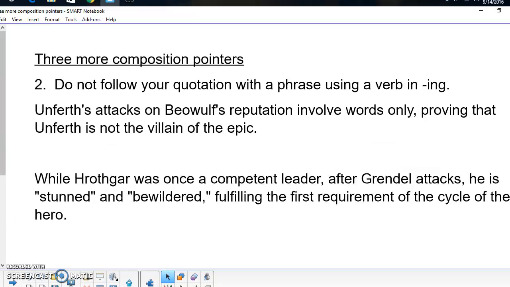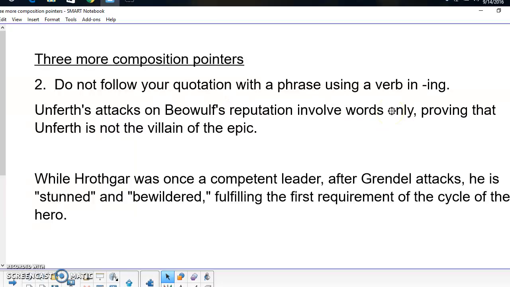Second one, don't follow the quotation with a phrase that uses a verb in ing. Later, we're going to talk about why grammatically that's a problem, but for right now, let's just stick with not doing it. A verb in ing could be a verb, but it could also be an adjective, which is usually what happens when people misuse it. So let's take a look at this sentence. Unferth's attacks on Beowulf's reputation involve words only.